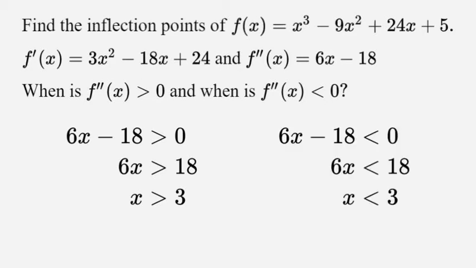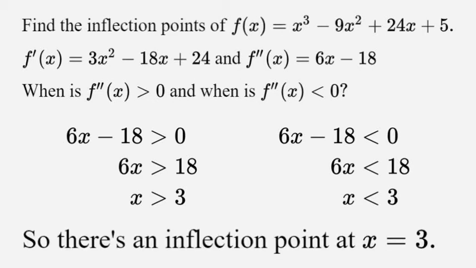And now let's do the same thing to find where the second derivative is negative. So let's take that 6x minus 18, set it less than 0, and you solve for x in the same way, and you find that the second derivative is negative when x is less than 3. And so when x is less than 3, the function is concave down, and when x is greater than 3, the function is concave up. And since the concavity changes at 3, there is an inflection point when x is equal to 3.